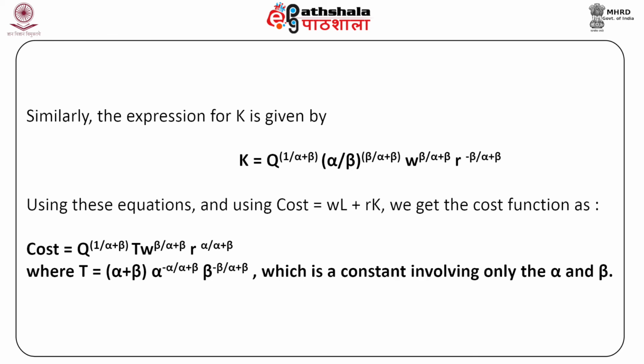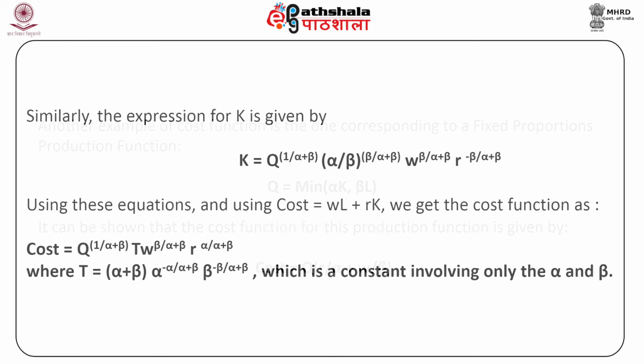we get the cost function as cost is equal to Q raised to the power 1 upon alpha plus beta into t into w raised to the power beta upon alpha plus beta into r raised to the power alpha upon alpha plus beta. Equation 14, where t is equal to alpha plus beta into alpha raised to the power minus alpha upon alpha plus beta into beta raised to the power minus beta upon alpha plus beta, which is a constant involving only the alpha and beta.